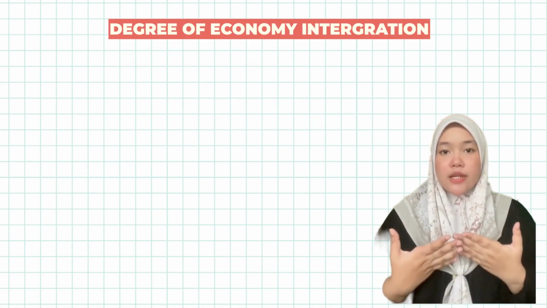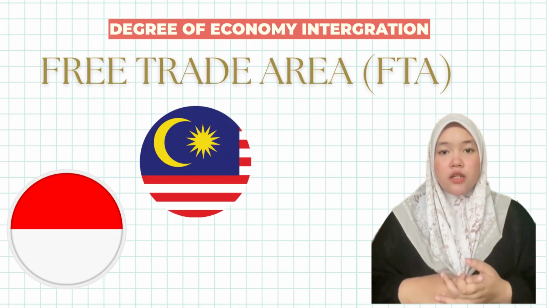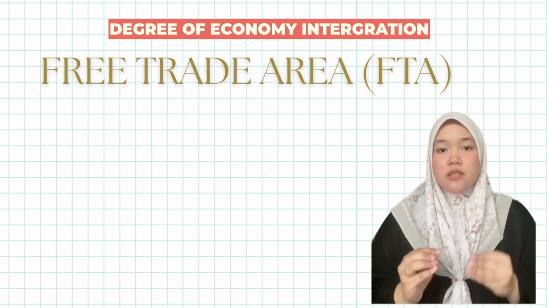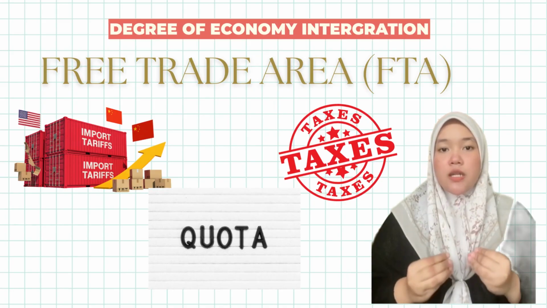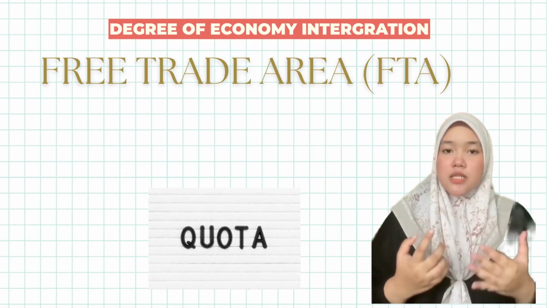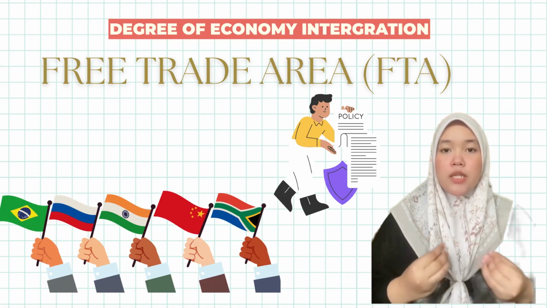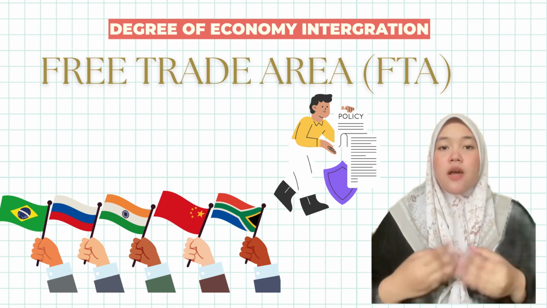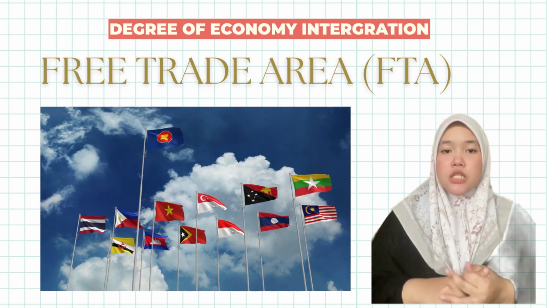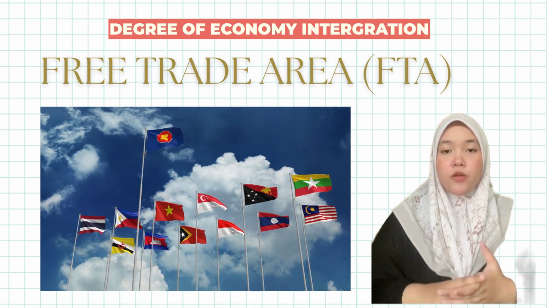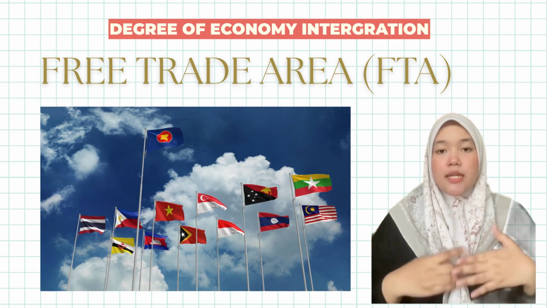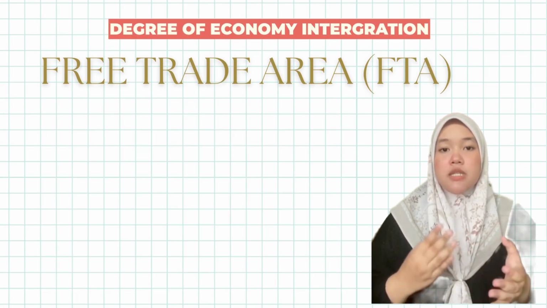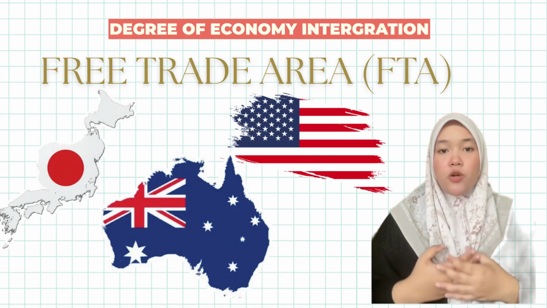Next, we move to the second level. We have the Free Trade Area or FTA. Here, member countries eliminate import tax, tariffs, and quotas on goods traded among themselves. However, they still keep their own trade policy with non-member countries. In the ASEAN Free Trade Area (AFTA), member countries include Malaysia, Indonesia, Thailand, Singapore, and other ASEAN members. Non-member countries are those that do not join AFTA, such as Japan, the United States, or Australia.